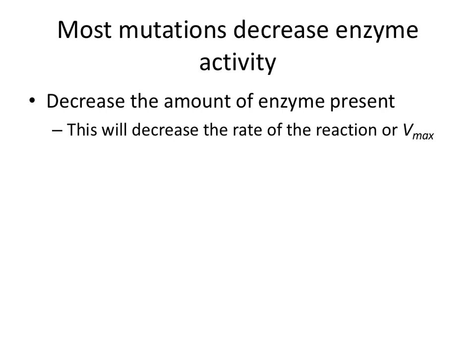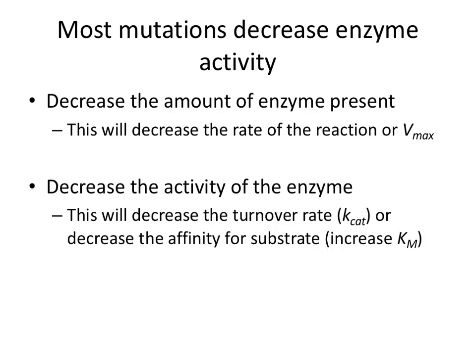Most mutations decrease enzyme activity. This can happen by several mechanisms. One is to decrease the amount of the enzyme present. This will decrease the rate of reaction, or Vmax. Some mutations decrease the activity of the enzyme. This can either happen by decreasing the turnover rate or by increasing the Km.